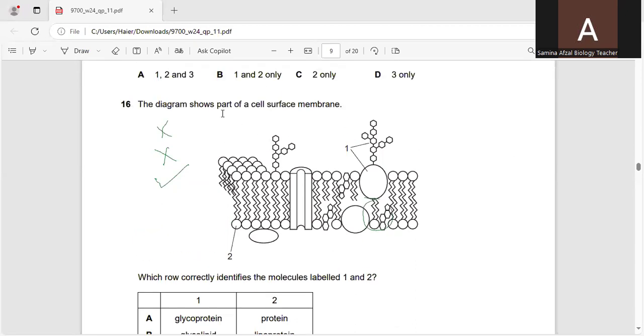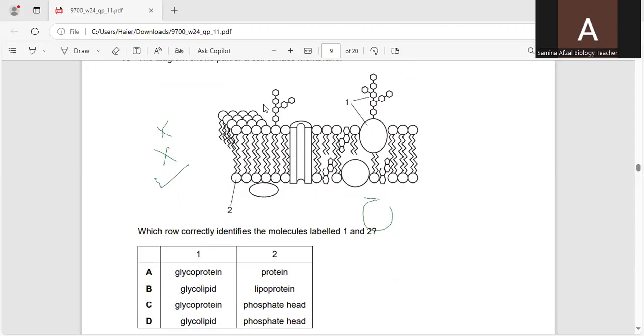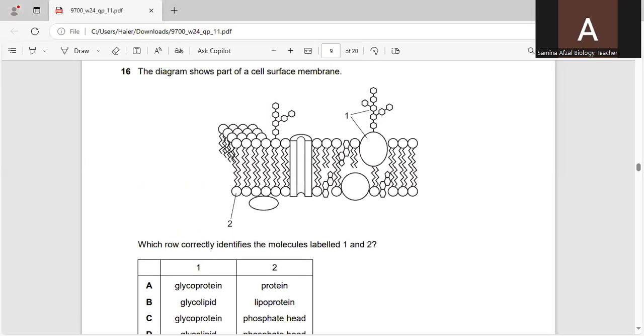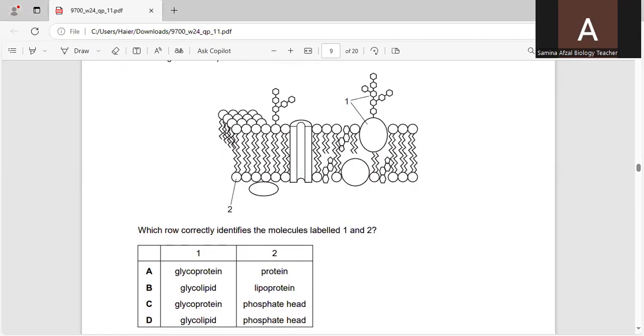Now the next question. The diagram shows part of a cell surface membrane, and you can see this is the cell surface membrane. This is question number 16. You can see the picture. Which row correctly identifies the molecules labeled 1 and 2?